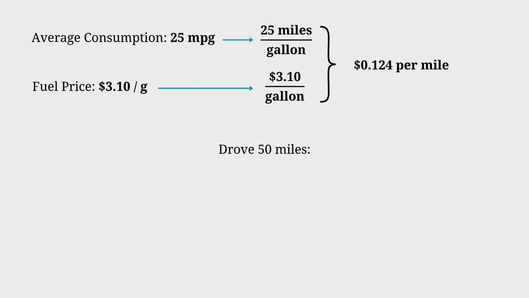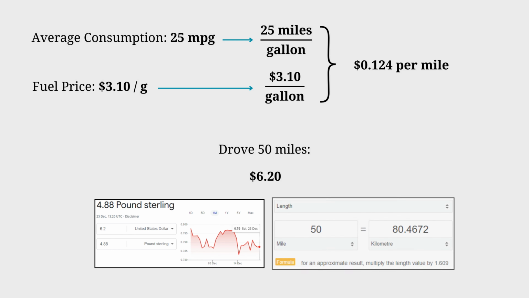Write the price per mile down and next to it the total distance traveled, which is 50 miles over 1. The unit miles will cancel each other out, and now 0.124 multiplied by 50 is 6.20. So the total cost of the trip is $6.20. Here is that amount in British pounds and 50 miles in kilometers.